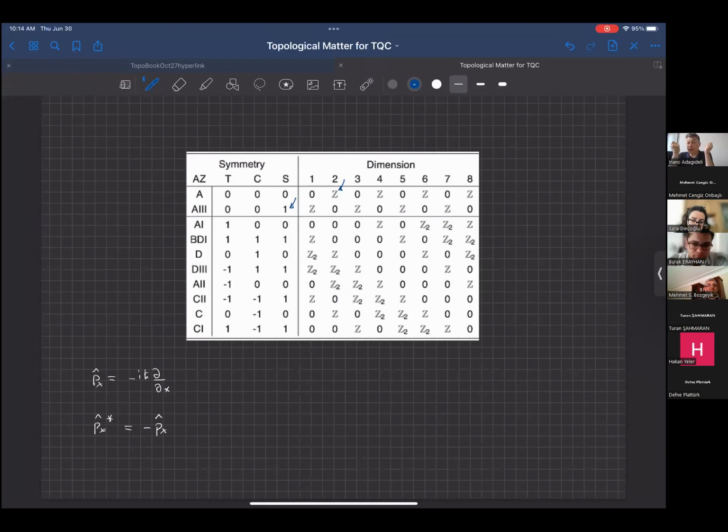We actually all know this state, right? Imagine you have a particle and you want to break time reversal symmetry, so you apply a lot of magnetic field, right?